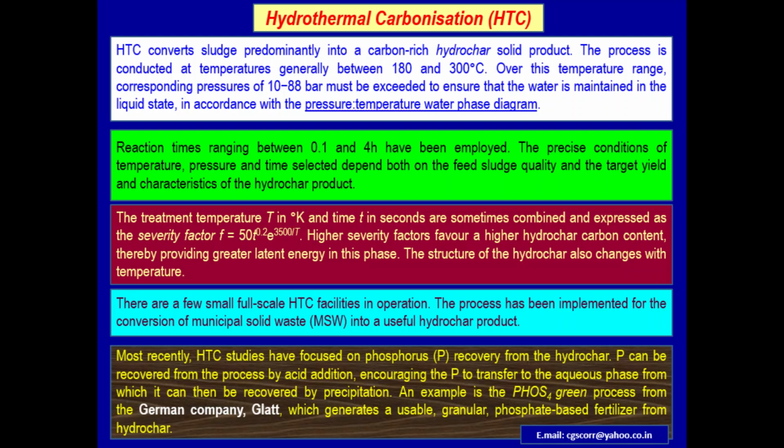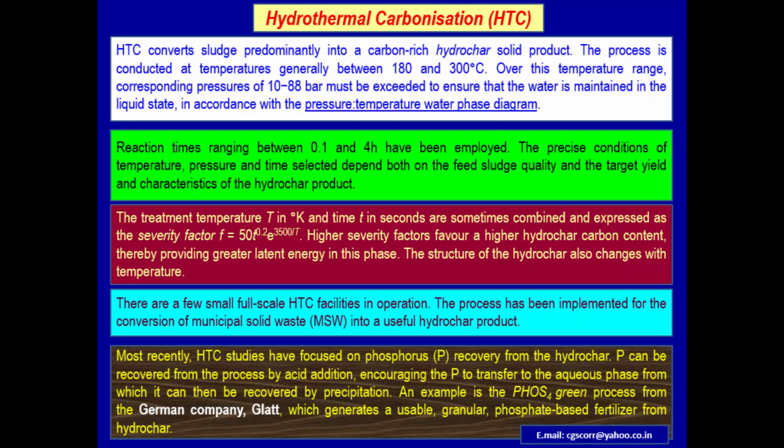There are a few small full-scale hydrothermal carbonization facilities in operation. The process has been implemented for the conversion of municipal solid waste, MSW, into a useful hydrochar product. More recently, hydrothermal carbonization studies have been focused on phosphorus recovery from the hydrochar. Phosphorus can be recovered from the process by acid addition, encouraging the phosphorus to transfer to the aqueous phase from which it can then be recovered by precipitation.